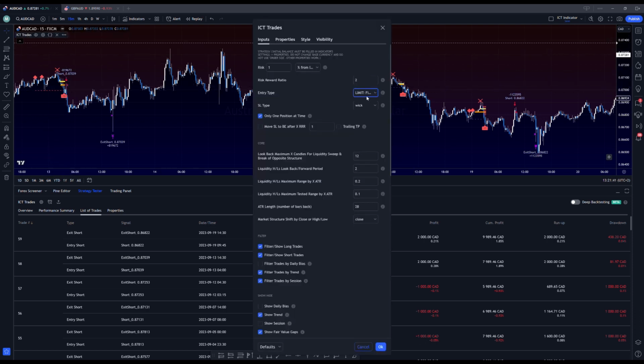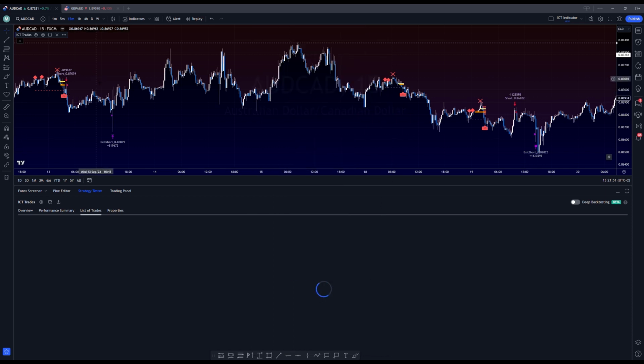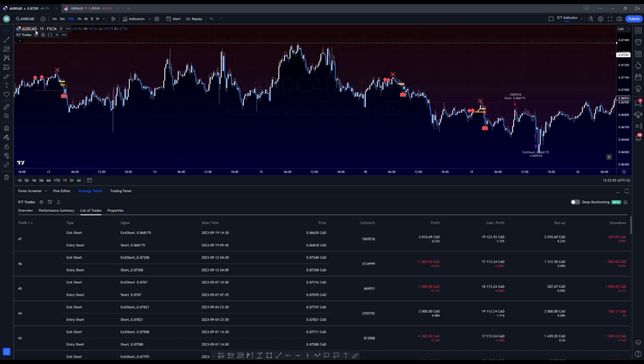and so on. If I change it to, for example, first fair value gap middle, we need to wait. And yeah, there will be no entry because there is no fair value gap. Just a second and we will see that it's like I said. Yeah, there is no entry, okay?